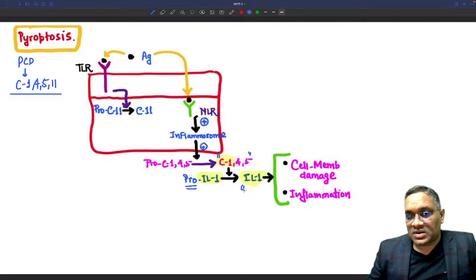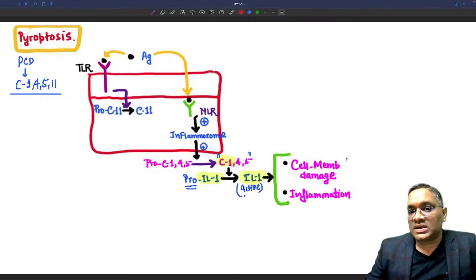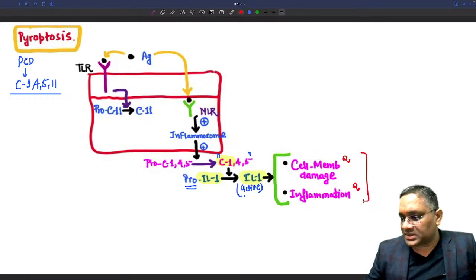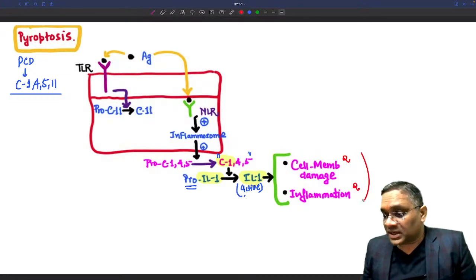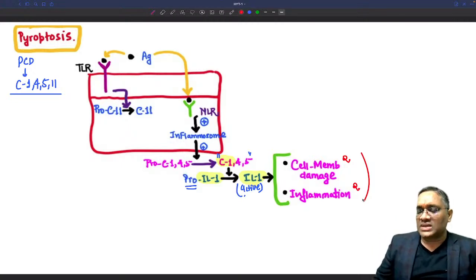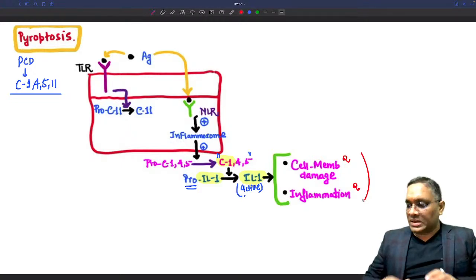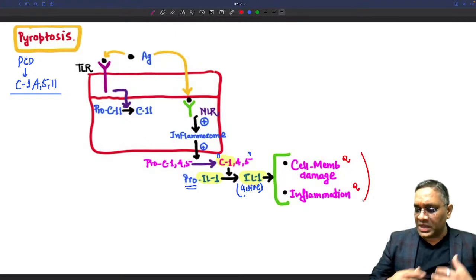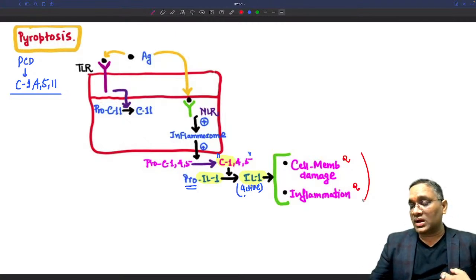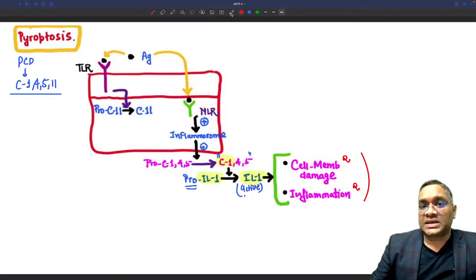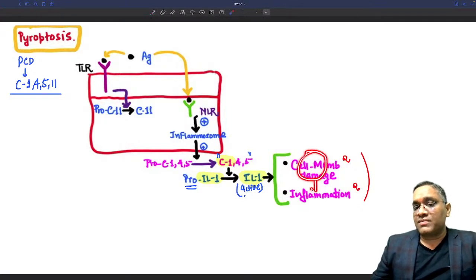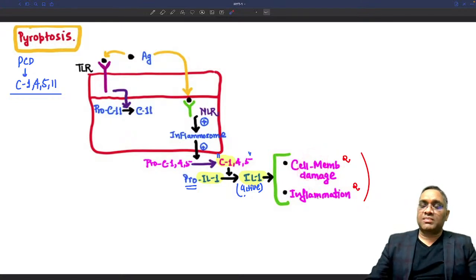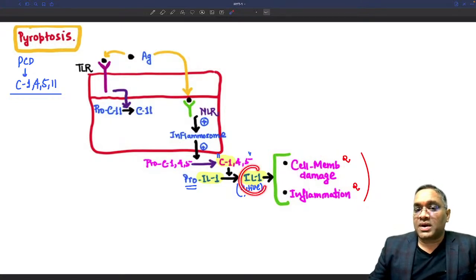So once they become the active form of interleukin 1, what will they do? They will cause cell membrane damage and inflammation. So now you can see that here also we are seeing cell membrane damage and inflammation, because IL-1 is an inflammatory cytokine. And what is the cause of inflammation? The cause of inflammation will be cell membrane damage leading to the leak of the intracellular content, and they will invite all the inflammatory cells. That is why I always say that whenever there is cell membrane damage, there will be inflammation, right? And here it is done by interleukin 1.